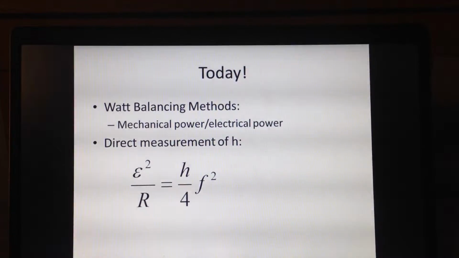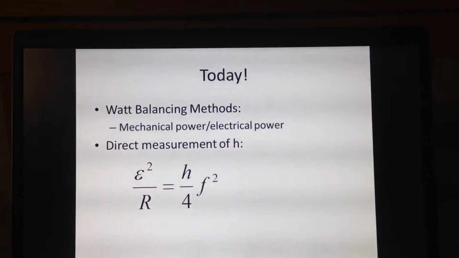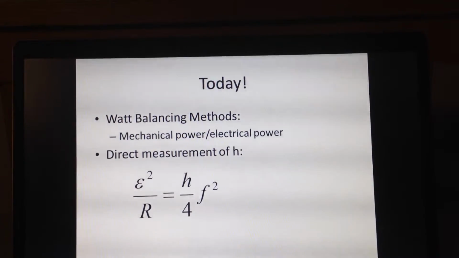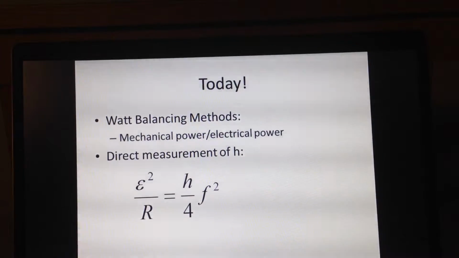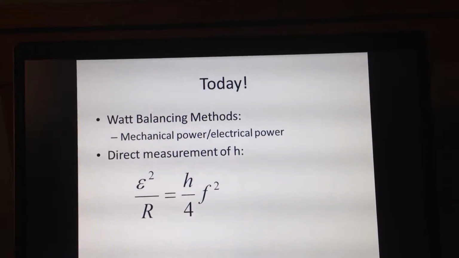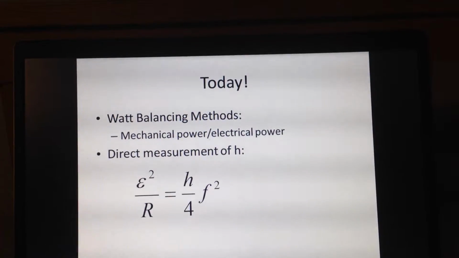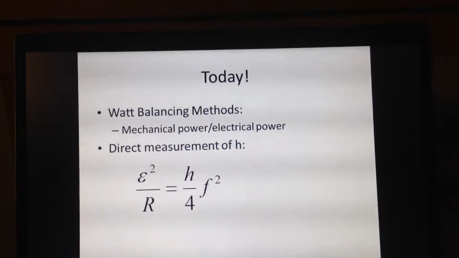So today, scientists use a Watt balancing method of mechanical power over electrical power, as well as this equation, E squared over R is equal to h over 4 times F squared. These methods are used to calculate h.